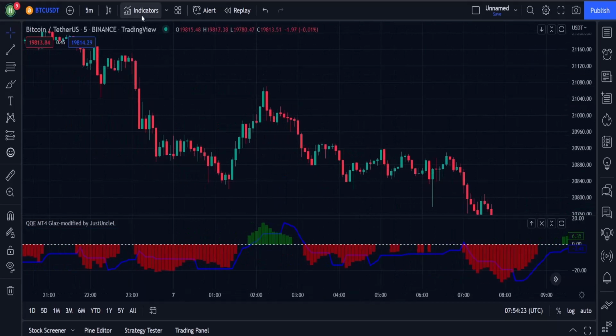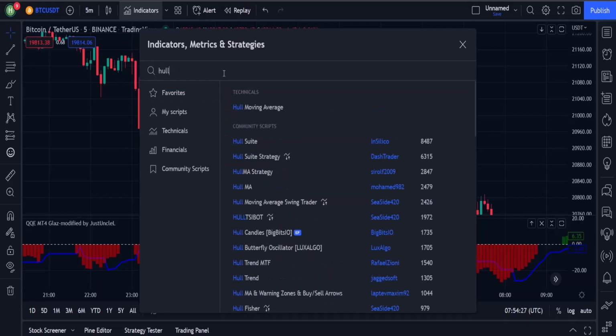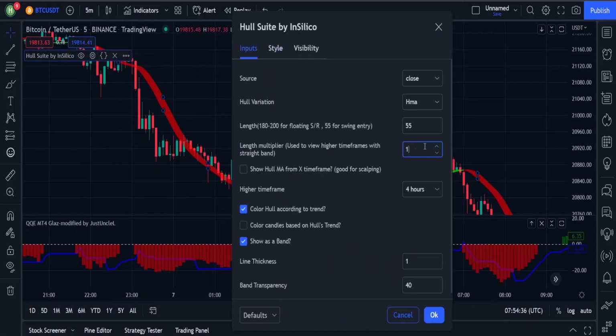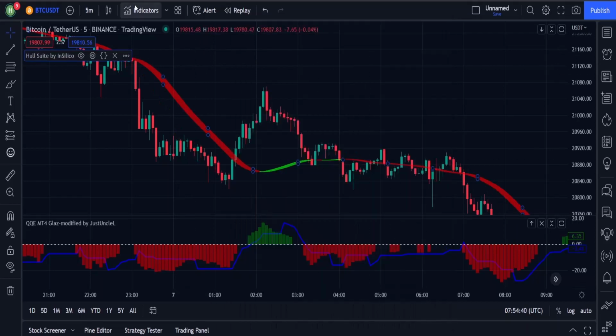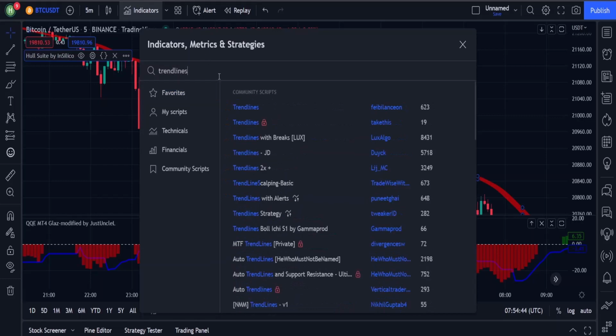So let's go ahead and search for the next one. For that, we need to type in Whole Suite in the indicators section and select this indicator by InSilico. Now let's also change its settings. So in the input section, we'll change the multiplier from 1 to 2. That's going to be it for this one. And now for the third indicator, we'll search for Trend Lines with Breaks by LuxAlgo and add it to our chart. Now our setup is complete.